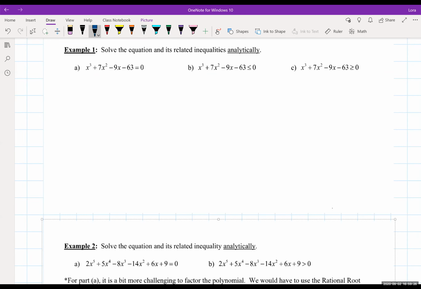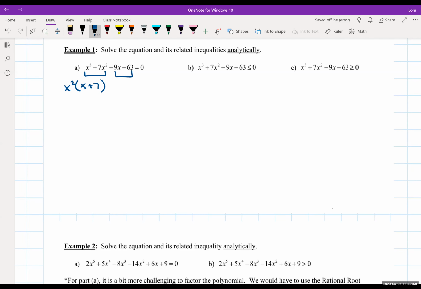So if I'm looking at part A, I'm seeing that I have 4 terms in my left-hand side, or in my polynomial. And everything's set equal to 0. So I'm going to try to factor this by grouping. So I'll group the first 2 terms and then the last 2 terms. And I'll take the GCF out of each of the 2 groups. So in the first group, I believe I can pull out an x squared. And what would be left over would be x plus 7.